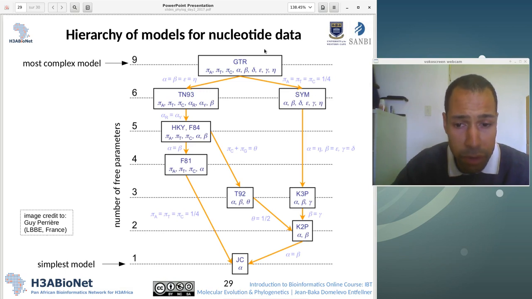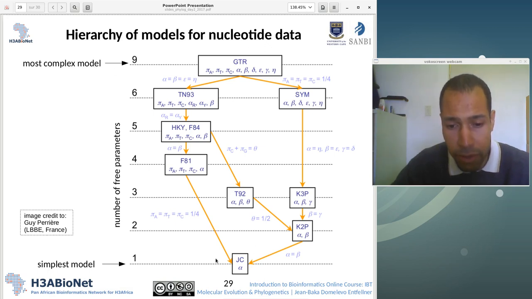So all these models on nucleotide data, those I presented in the previous slides as well as others, are recapped in this graph. The image credit goes to Professor Guy Perrier from the LBB in Lyon in France. Here you see each box corresponds to 1 model of evolution on nucleotides, and you have the name of the model and also the canonical name of the parameters that are mentioned in the box. The y-axis is the number of free parameters, starting with 1 and up to 9. So the simplest model is at the bottom, the most complex model is at the top.